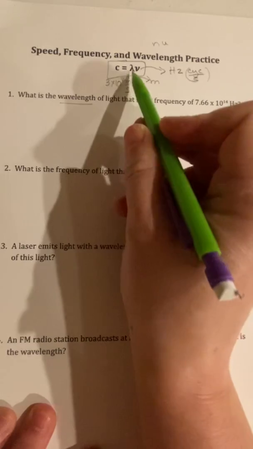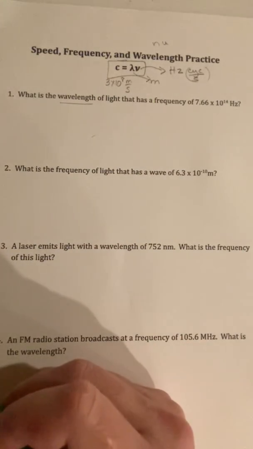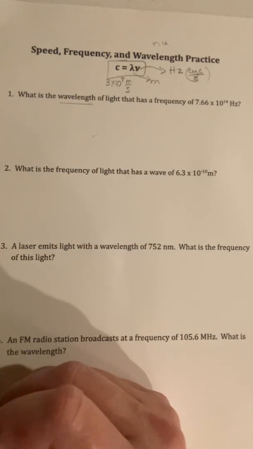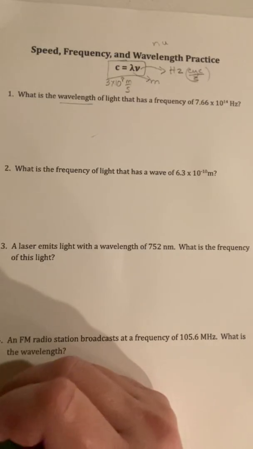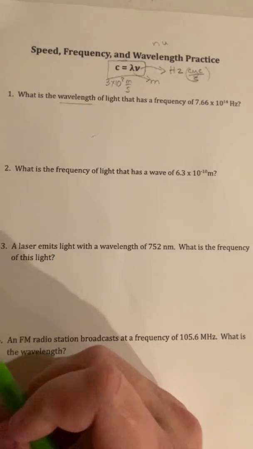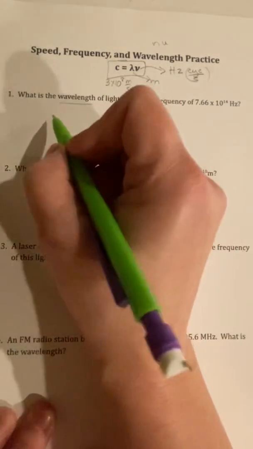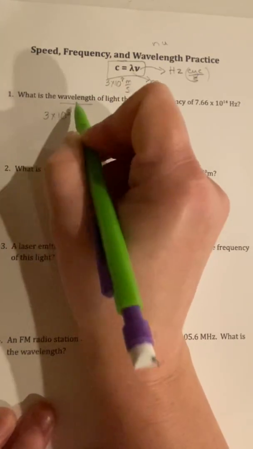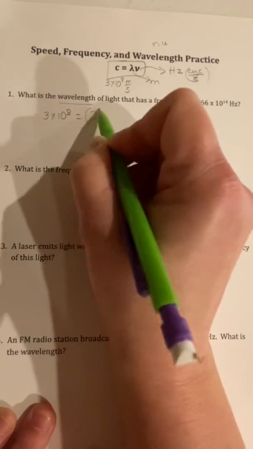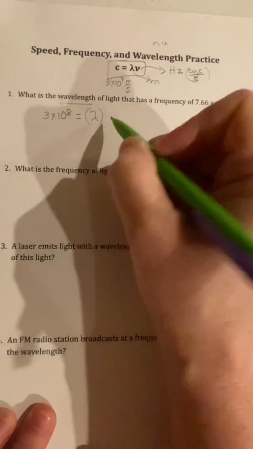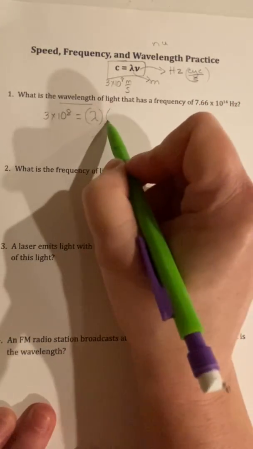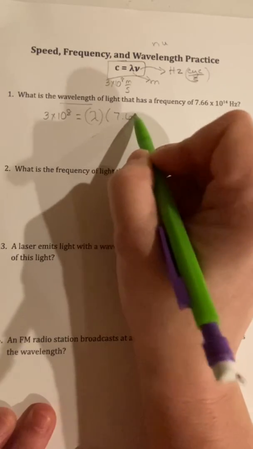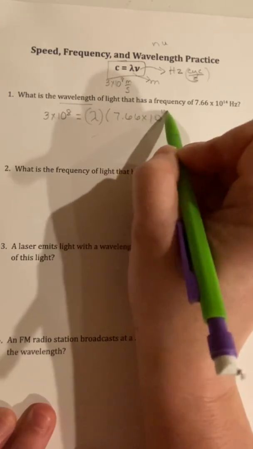So if you look at number 1, they want us to find the wavelength. Well, that means we're finding lambda. What's the wavelength of light that has a frequency of 7.66 times 10 to the 14th hertz? So again, we're just looking for one variable because the c is always going to be 3 times 10 to the 8th. So we're looking for the wavelength. That's our unknown. You can put it in there as x if you want. And then our frequency is 7.66 times 10 to the 14th.